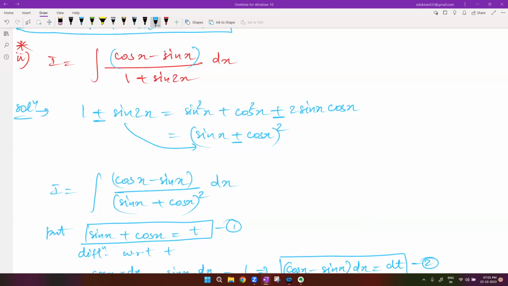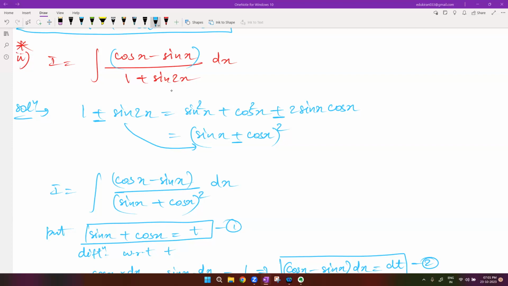As soon as I saw that the numerator is cos x minus sin x, I knew that I have to form sin x plus cos x in the denominator. It can be cos x plus sin x as well, or sin x plus cos x. In that case, I would try to form sin x minus cos x in the denominator. Both should have opposite signs.